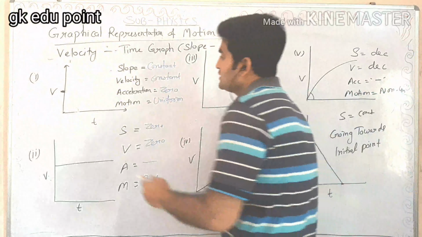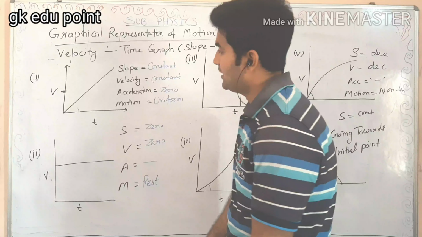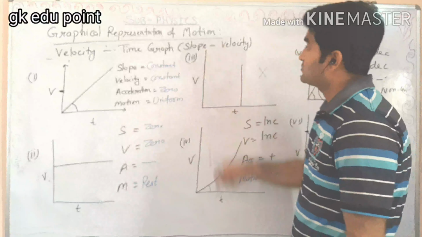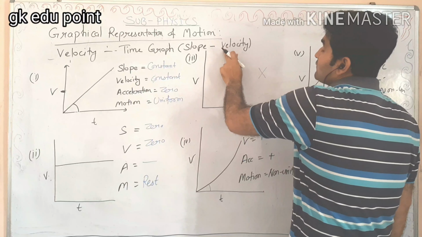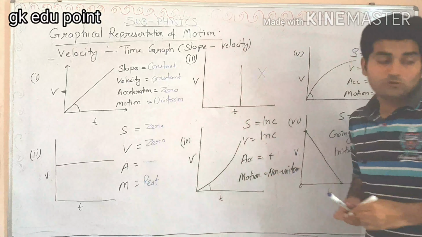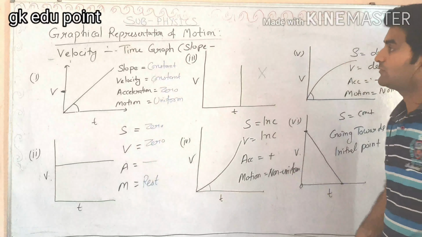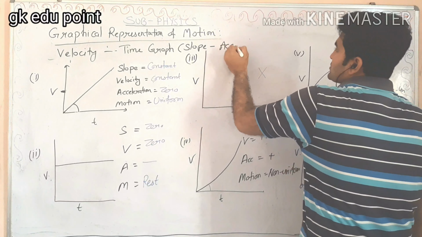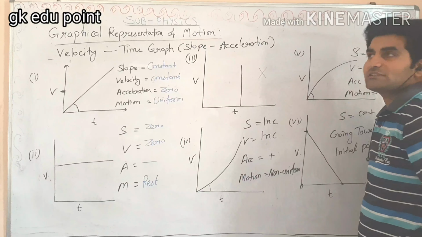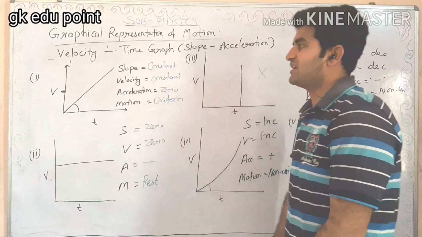So in this velocity-time graph, if there is a graph like this, definitely there is a constant slope. But in a velocity-time graph, slope gives the information of acceleration, not of velocity. Okay, slope gives the information of acceleration, not of velocity.